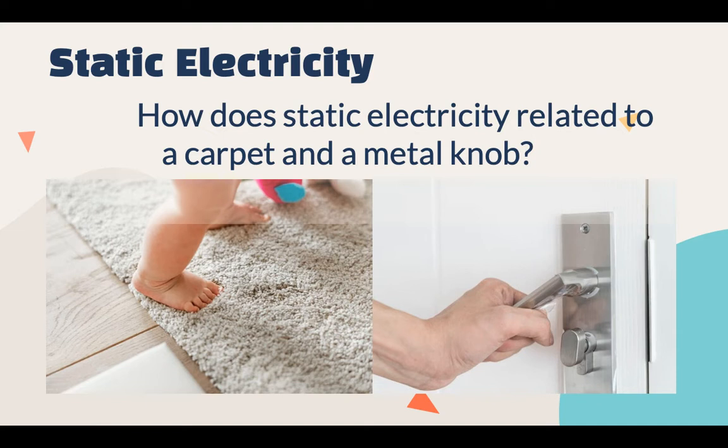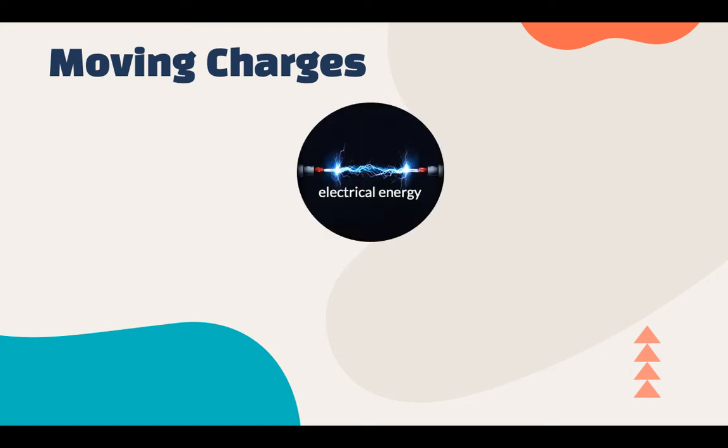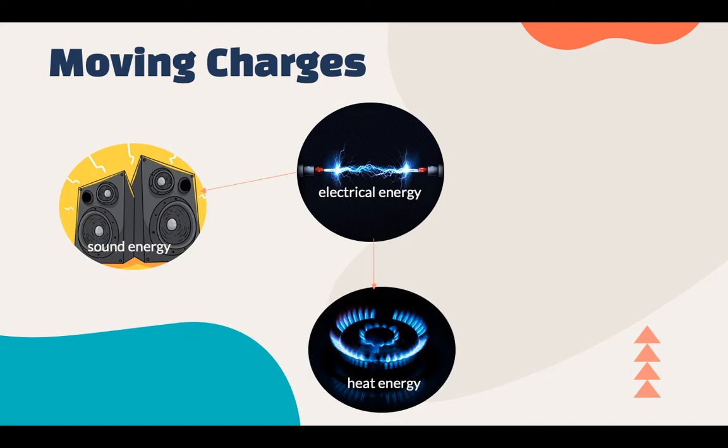When you touch a doorknob, which is metal, all the charge wants to leave your body and go to the doorknob in order to restore the balance of the charges. Therefore, you get a shock as the electrons hit you. Charged particles can move between objects that are close to each other. Moving charges generate electrical energy, which can change into sound energy, heat energy, or light energy.